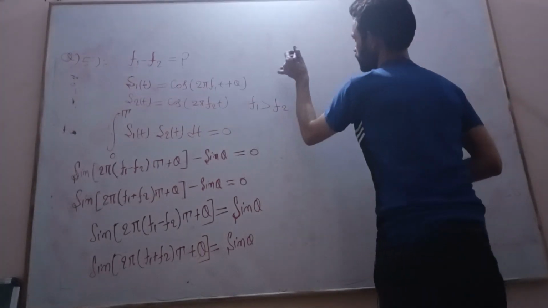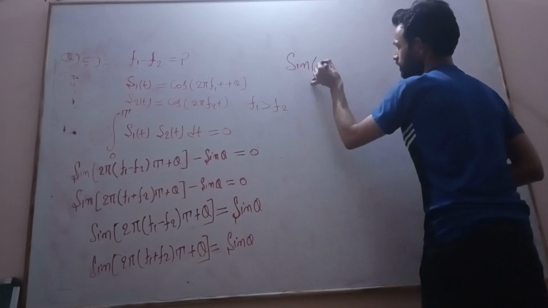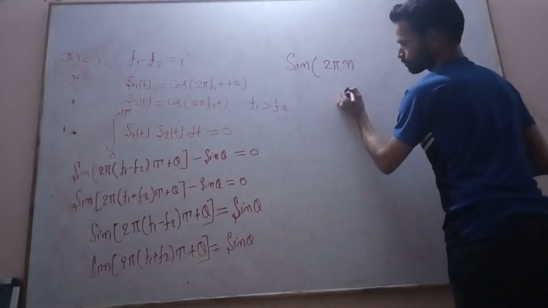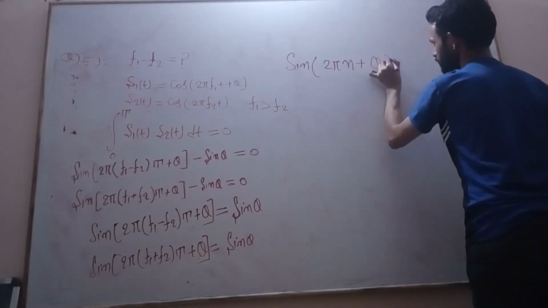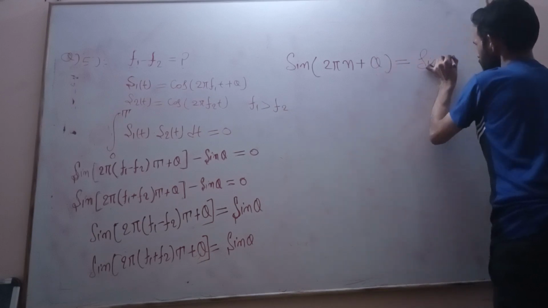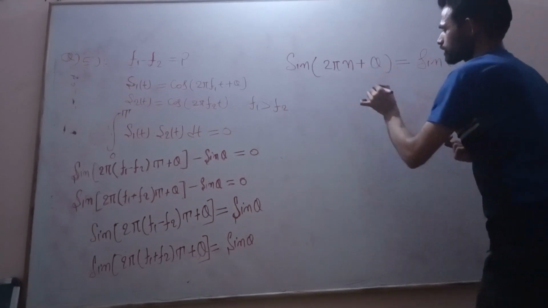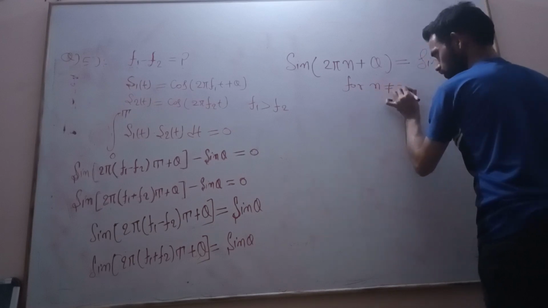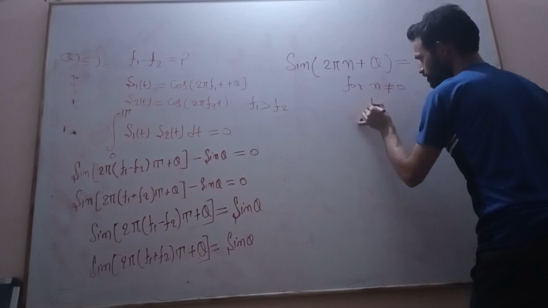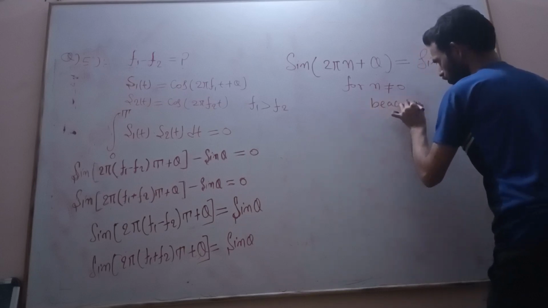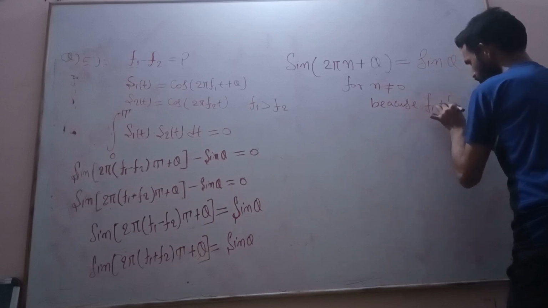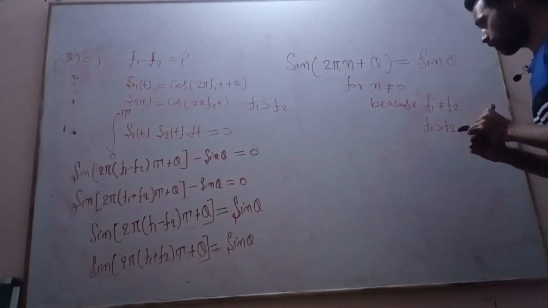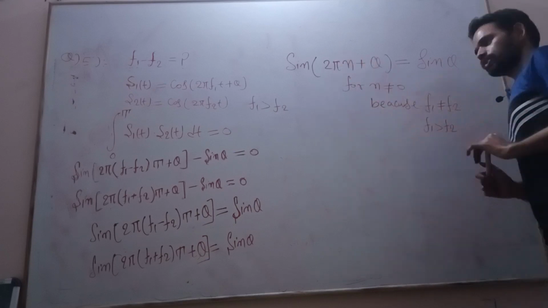Now see here, as we know very well, sine(2πn + θ) is equal to sine θ. Yes, that we know very well, for n not equal to 0. Why? Because f1 is not equal to f2. But here f1 is greater than f2. So n should not be equal to 0 according to this.